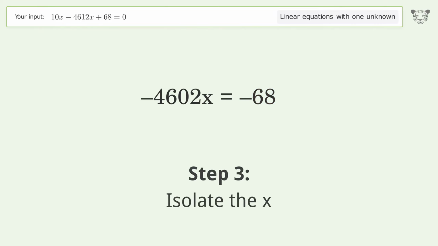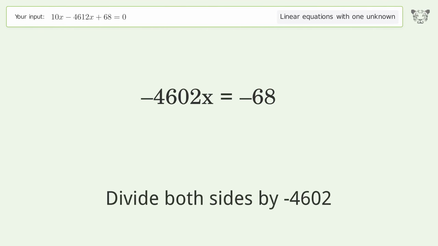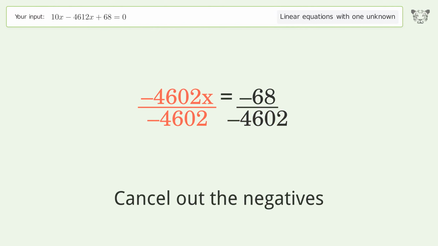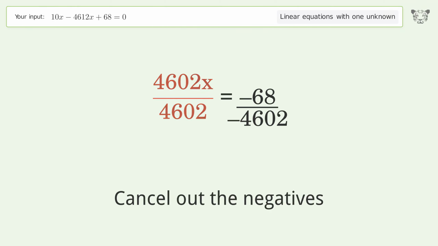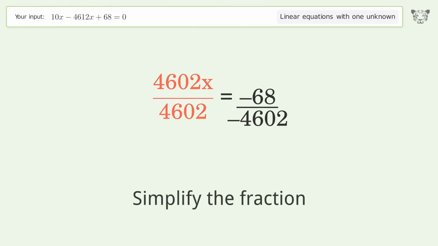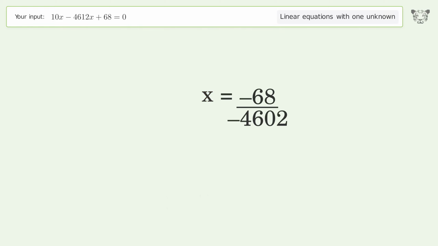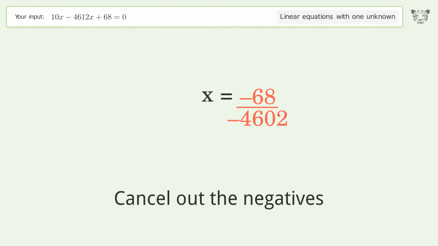Isolate the x. Divide both sides by negative 4602. Cancel out the negatives. Simplify the fraction. Cancel out the negatives.